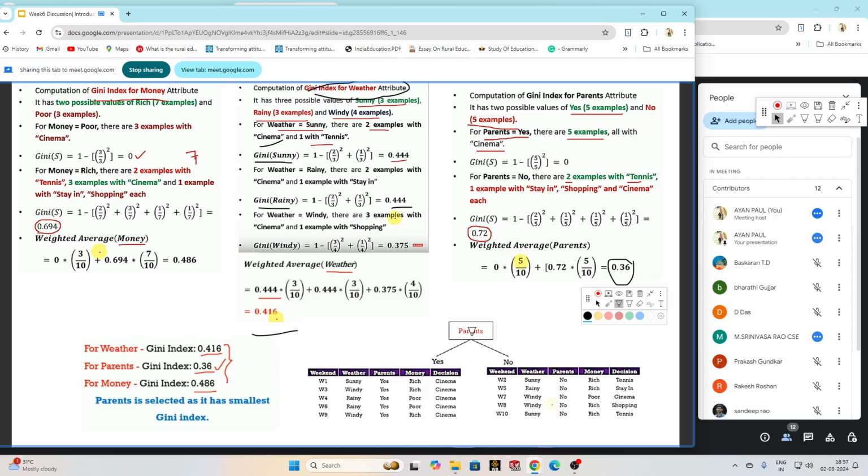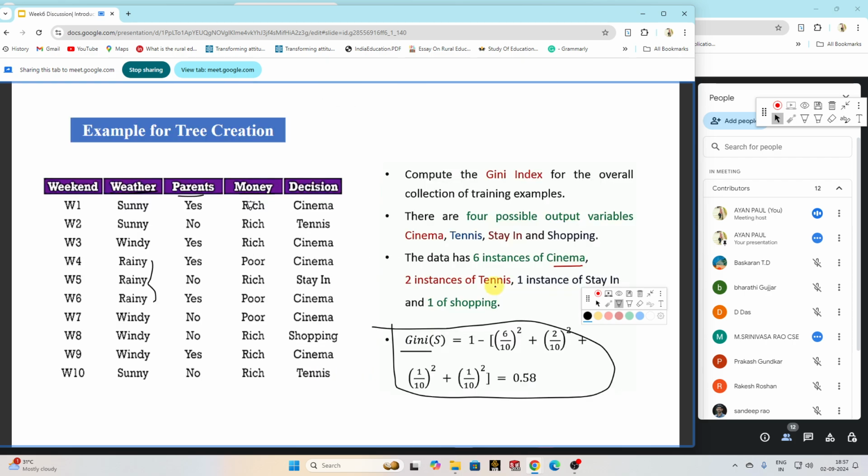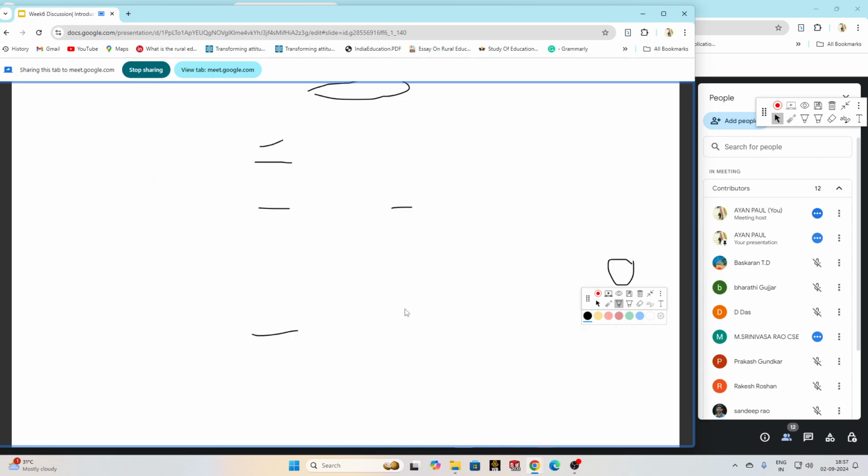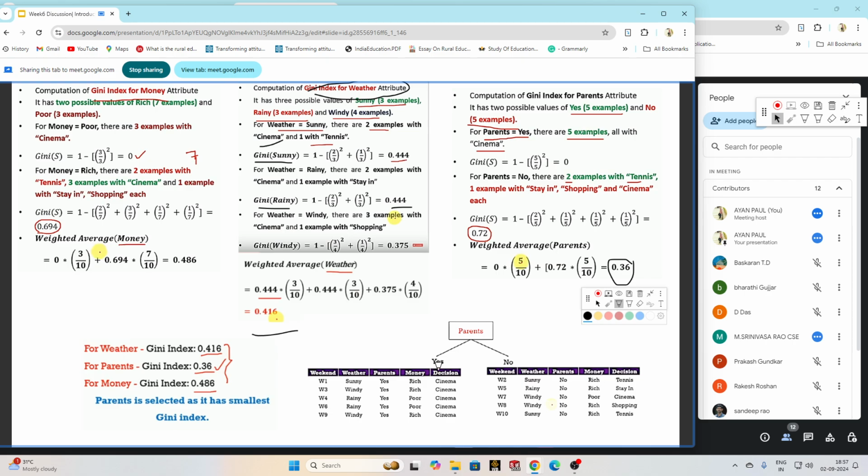So parents is our root node. We have split it with respect to parents. As we have 2 classes, one is yes and another one is no, the first part is yes and another part is no. In the first part you can see, whenever parents is yes, all the decisions are cinema. Whenever the parent is no, your decision is somewhere tennis, somewhere cinema, somewhere shopping, somewhere staying. So all 4 decisions are coming.